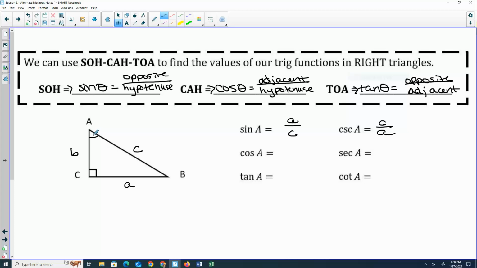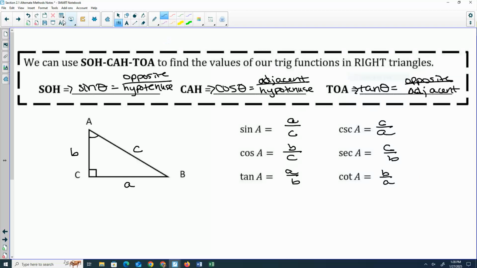Cosine of angle A, so that's adjacent, that means touching it but not the hypotenuse, so that would be B over hypotenuse, over C. So secant is the reciprocal, C over B. Tangent, TOA, opposite over adjacent, so A over B, which tells us that cotangent is B over A. All right. Any questions there?